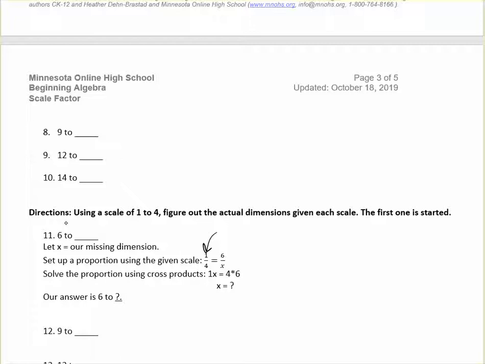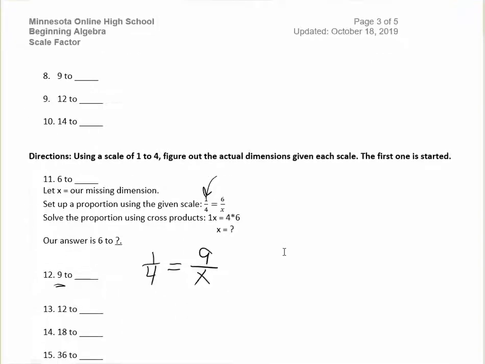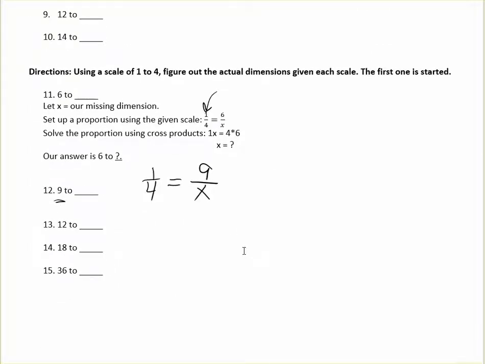In 12, we still would use 1 over 4 as our first ratio because that's our given scale. And this time they tell us that 9 is our scale dimension, and they're again looking for the actual dimension. So you would solve this proportion, and you would do that for the rest of them as well.